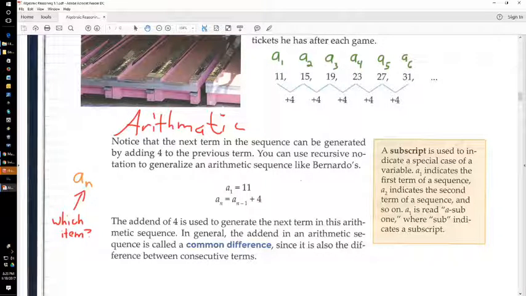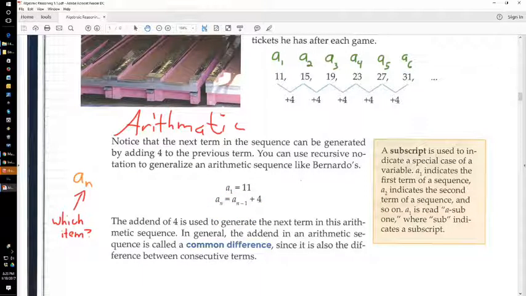So that little subscript simply identifies which of these terms we are talking about. Are we talking about the first one, the second one, the third one, the fourth one, the fifth one? And we use a sub n to mean whichever one you want. So let's walk through what all this means.